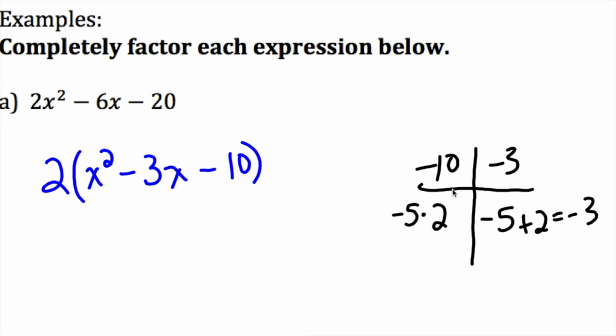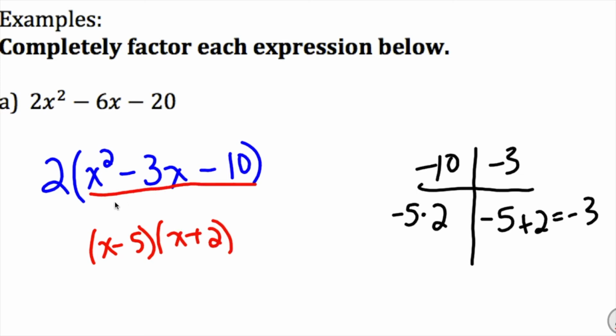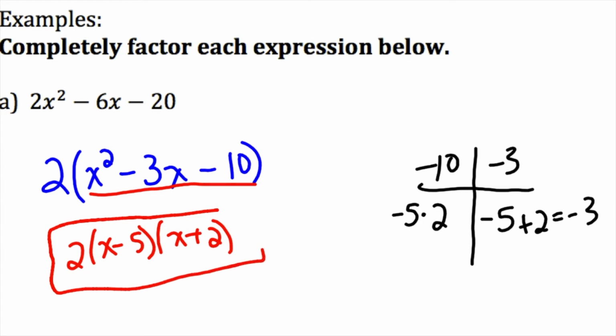Now, these factors are part of the answer for the stuff in the parentheses, right? x minus 5 and x plus 2. That just takes care of this part here. But we still have this 2 out front. That is still part of our answer, so we don't want to leave that behind or forget about it. That is what your final answer should look like.